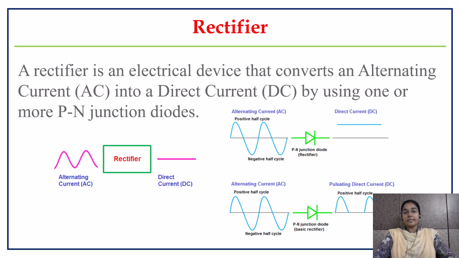Instead, we get a signal which is pulsating in nature, which means I have a signal that is present only in the positive portion of the given input signal. So I can say my given input signal, which is AC, is converted into its DC form. The circuits that are used to convert this AC to DC are the half-wave rectifier, the full-wave rectifier, and the bridge rectifier.